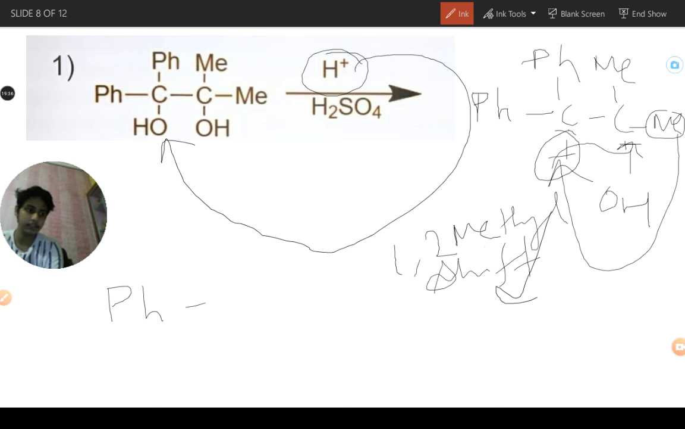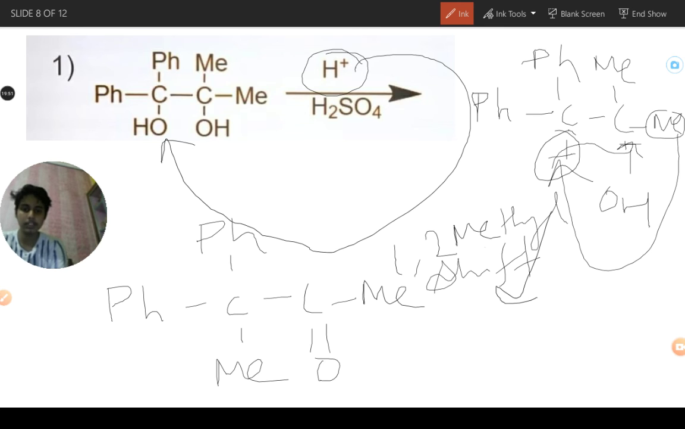See, we will write the product here. Now Ph, C, Ph, now Me, we are going to write here C, now Me, now here the double bond O. We see the carbocation will be forming over here, this carbon, and H plus will be removed and the double bond will become. This is the pinacolone.